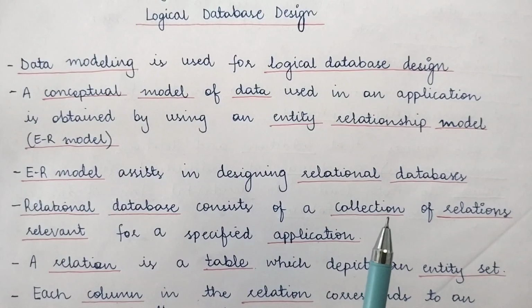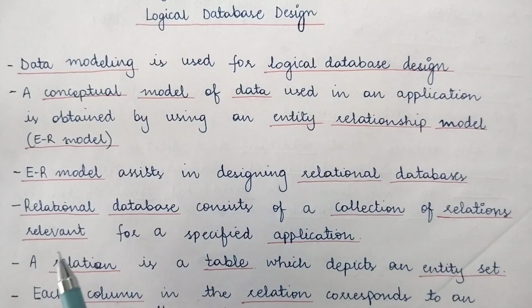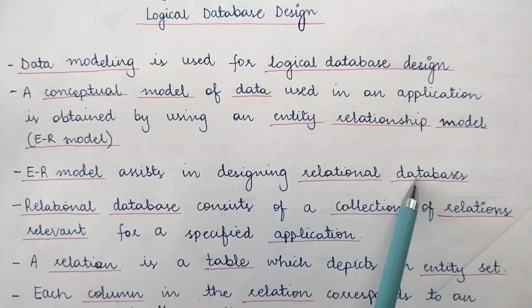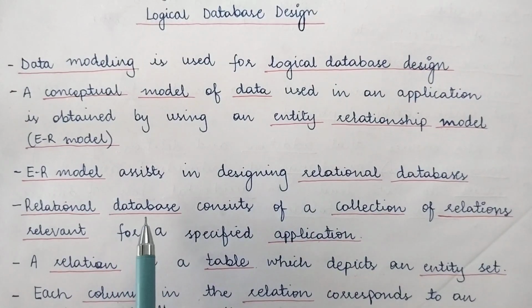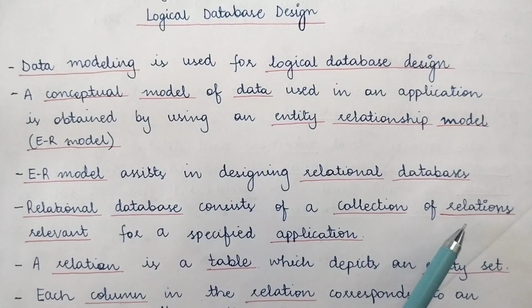What kind of databases can be designed using the ER model? The relational databases. A relational database consists of a collection of relations which are relevant for a specified application. Now, when I say that ER models are used for designing relational databases, then you must be thinking what relational databases are. So, relational databases basically are those databases which consist of a collection of relations. And what are these relations? In layman's language, these relations are known as tables. So, one table represents one entity set.